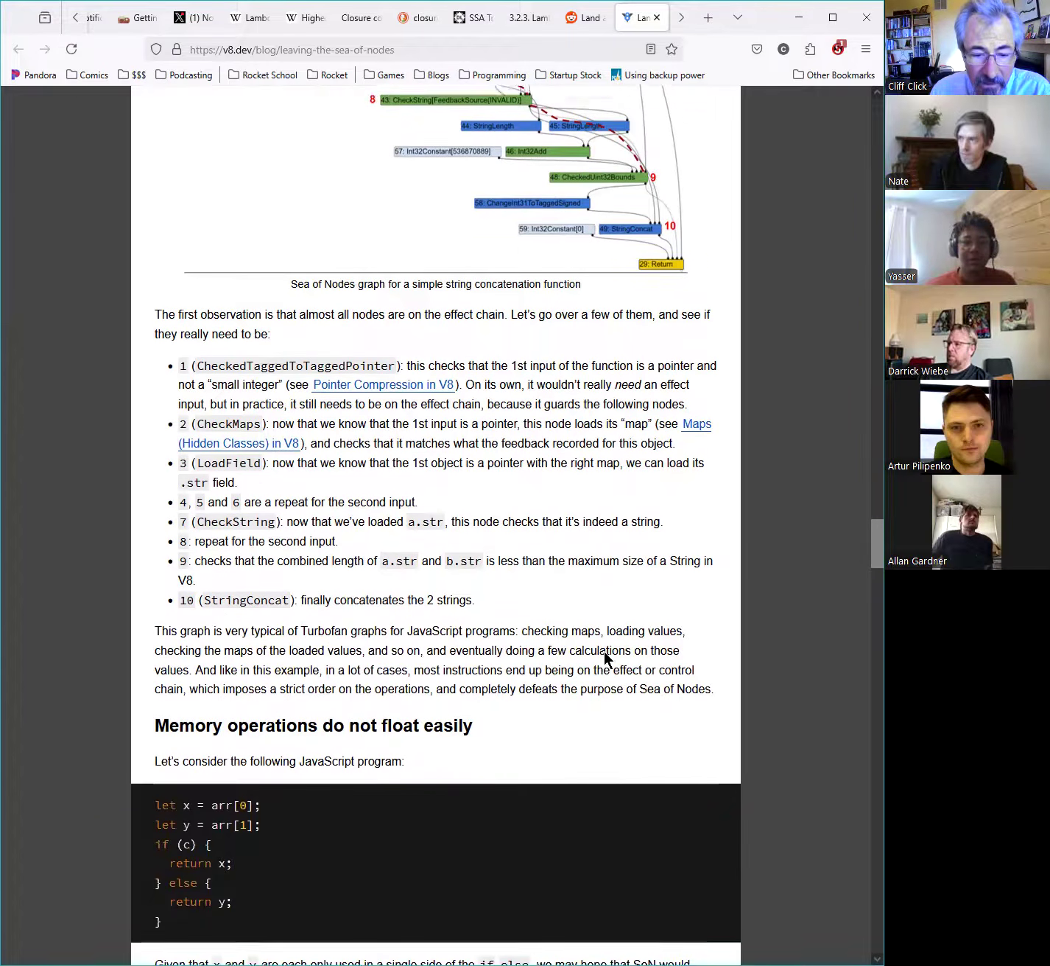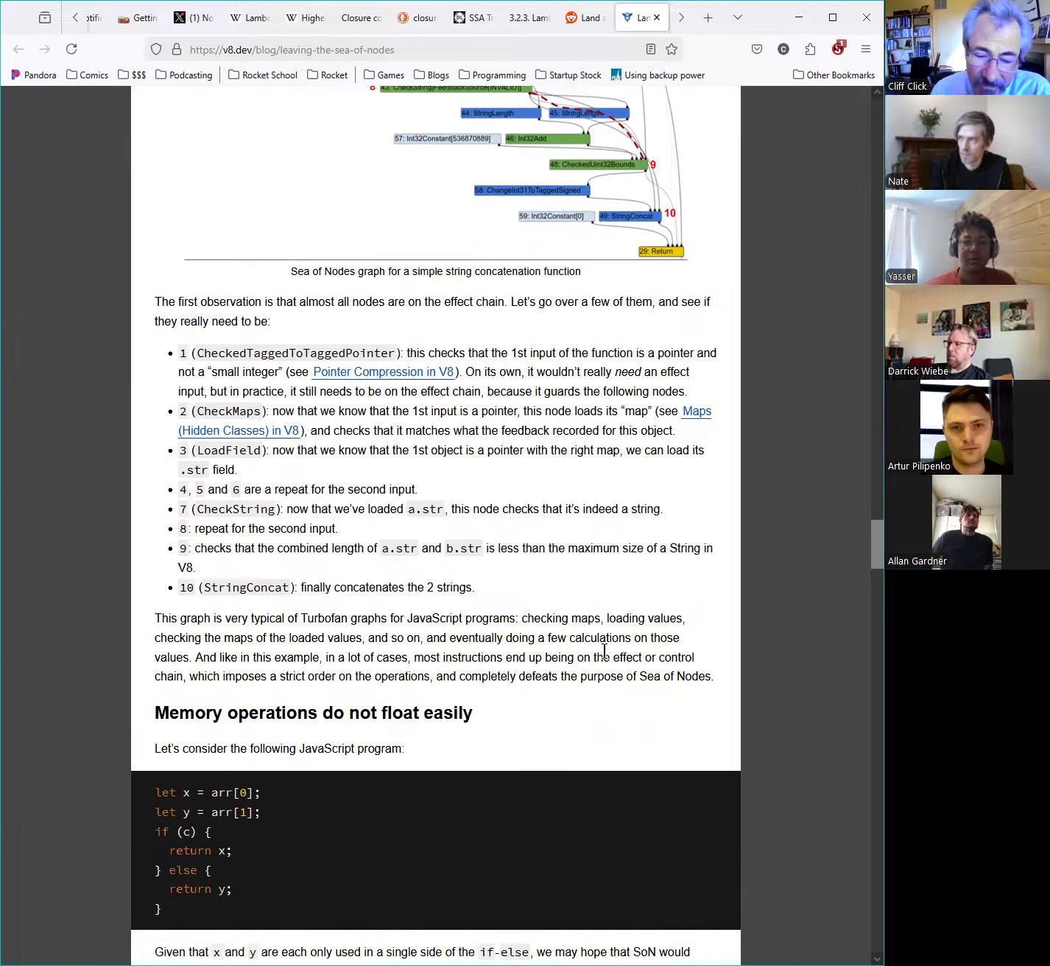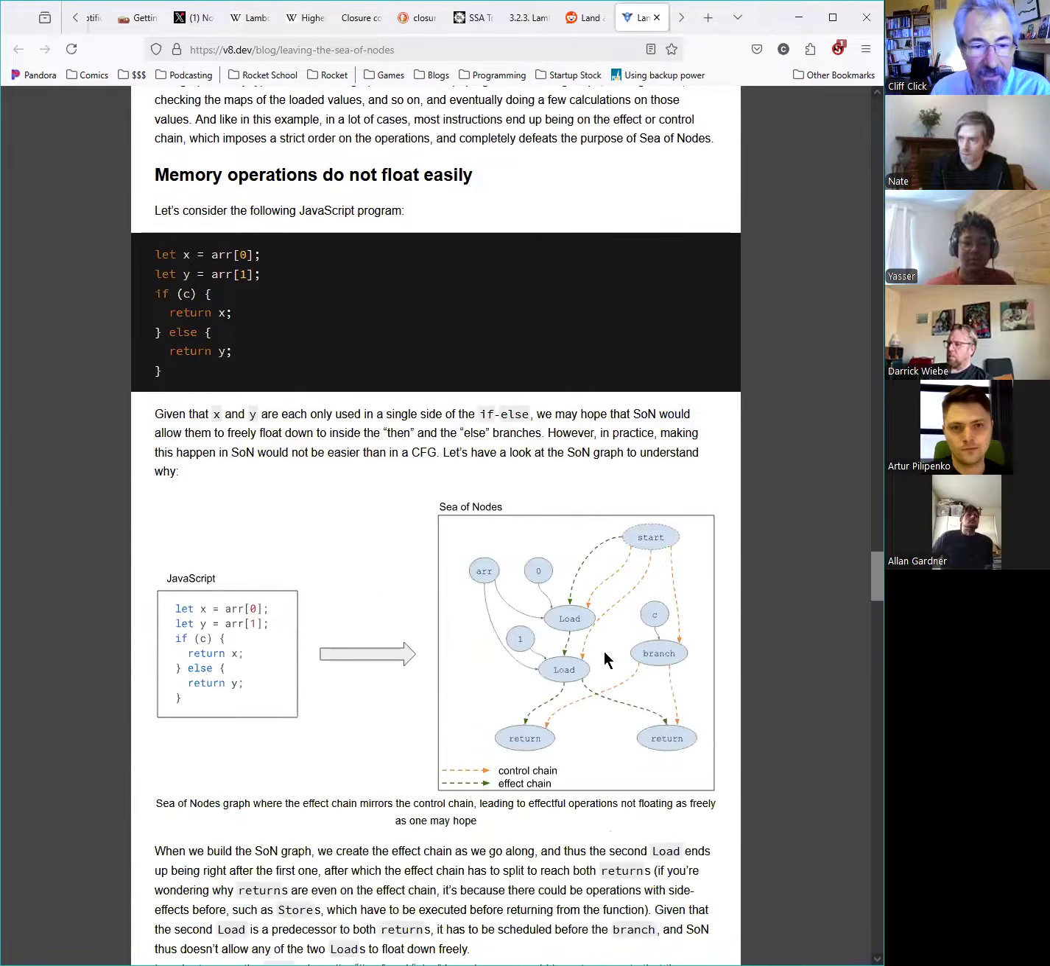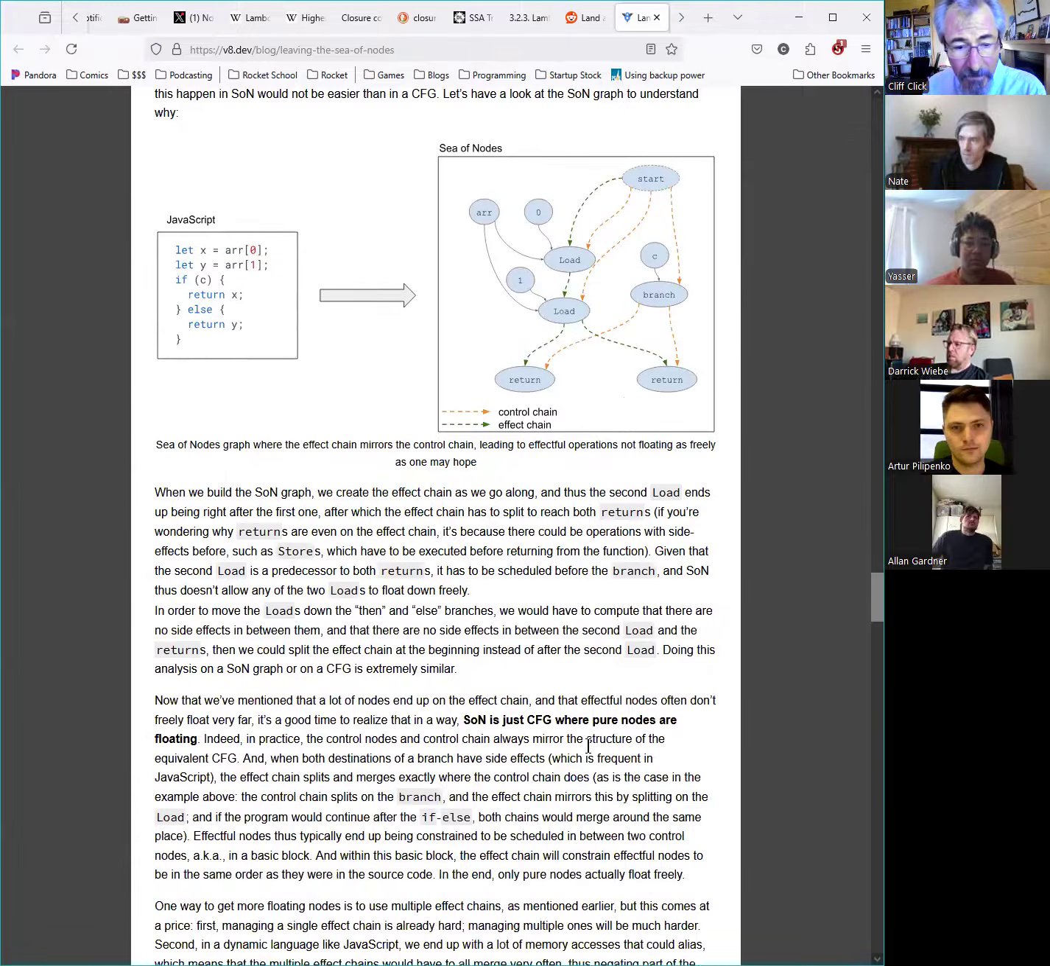Right. Yeah. So anyhow, we get into the he said, she said. I didn't do JavaScript. They didn't do what I would claim would be a reasonable job on Sea of Nodes. So it's he said, she said. How are you going to compare? Fine.